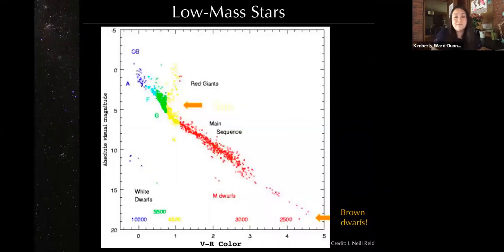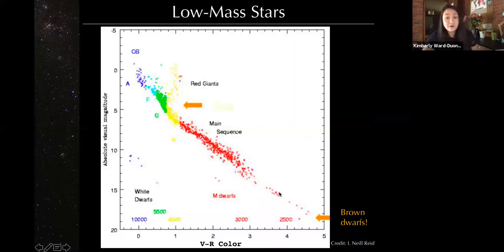To give us a little bit of context for what I'll be talking about today, we'll go back to the canonical HR diagram showing the visual magnitude on the y-axis and the V minus R color on the left. As you can see throughout the main sequence, eventually you get down to a temperature regime around 3000 Kelvin where you get into the M-dwarf regime.